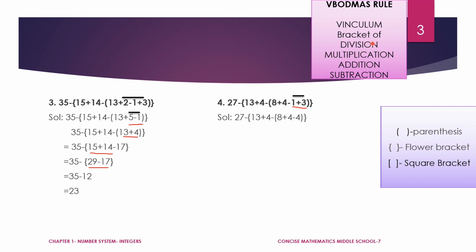Next, bracket. In these braces you have to solve this parenthesis first, that is, all the integers inside this parenthesis: 8 plus 4 minus 4. Inside this, do you have any division? No. Multiplication? No. Addition? Yes. Here it is, 8 plus 4 is an addition. So you need to do that.